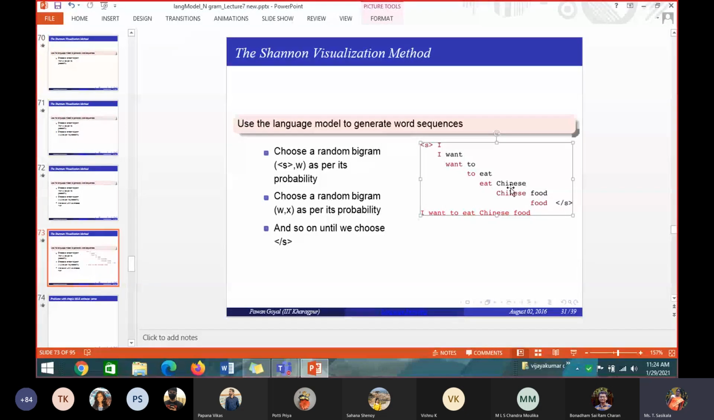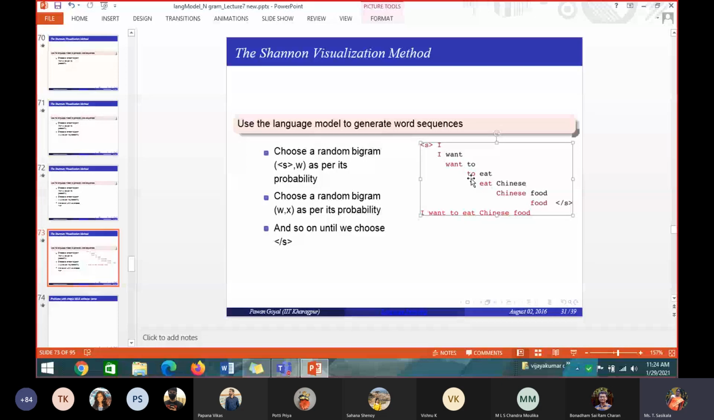And then fourth step, I have identified to. Then fourth step, to is given. What is my next word? Eat. So eat is identified. Fifth step, which is given? Eat is given. I have to find the next word. So whichever is in black color, I have to find, given the previous word for the corresponding one.